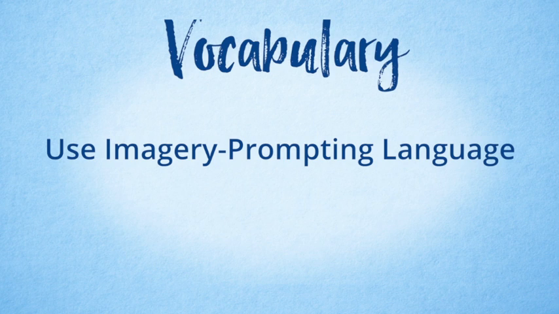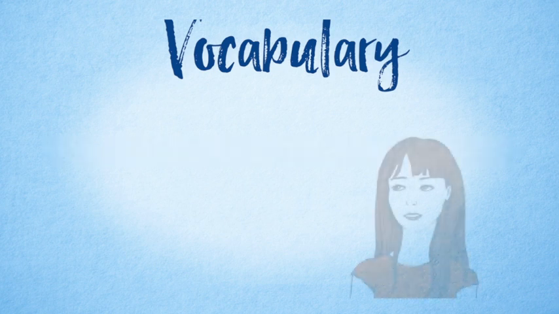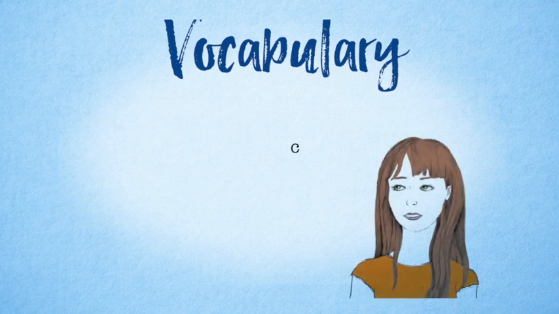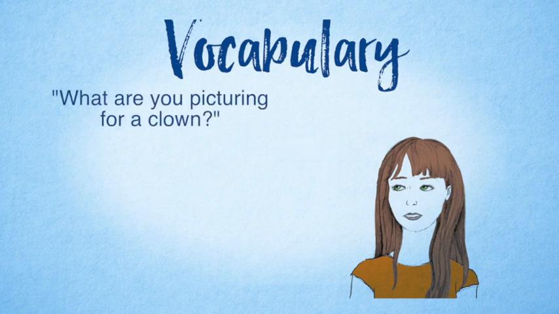It's important to ask questions that stimulate imagery so that your child can truly understand the meaning of each word instead of just memorizing. For example, instead of asking, "What's a clown?" you can ask, "What do you picture for a clown?" and follow up with additional imagery questioning.